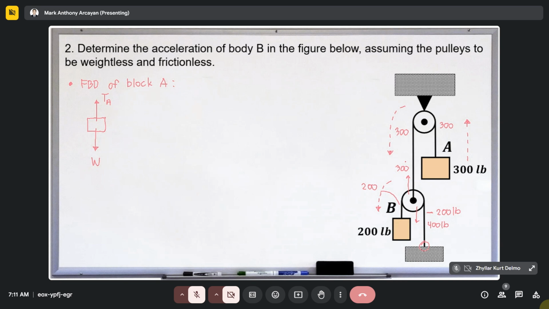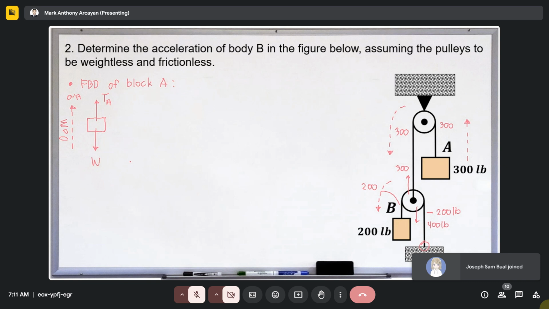Next, we will continue with the FBD of block A. Since from our static analysis we found out that block A will move upwards, we're going to indicate the direction of motion here. So this is DOM. And this one will also be the direction of its acceleration. We're going to call it a sub A.